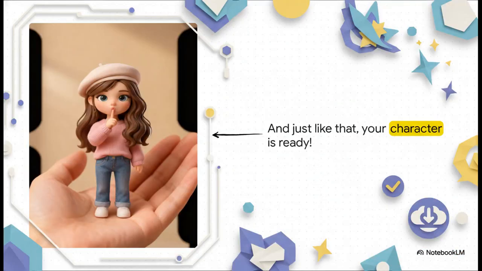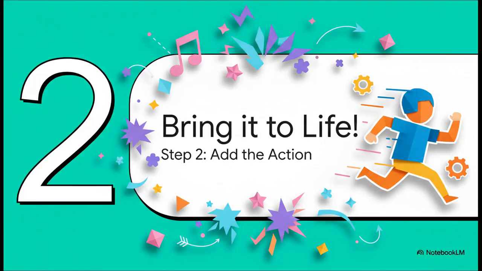Just like that, the AI does its thing and spits out a few awesome options. All you have to do is pick the one you love the most, like this one here, and save it. Step 1, done. See? I told you it was easy. All right, we've got our amazing looking character, but now it's time for the really fun part. Let's move on to step 2 and actually bring this little guy to life.